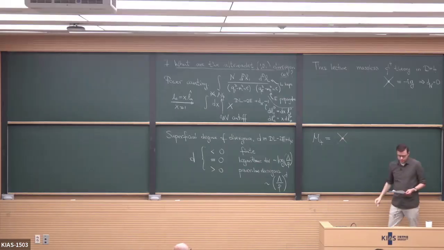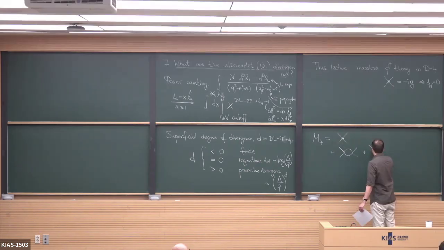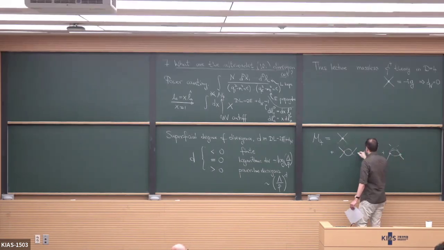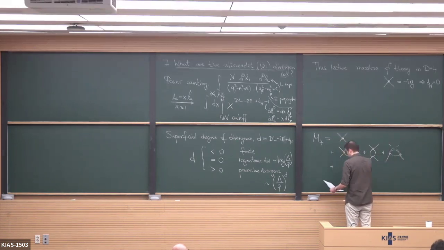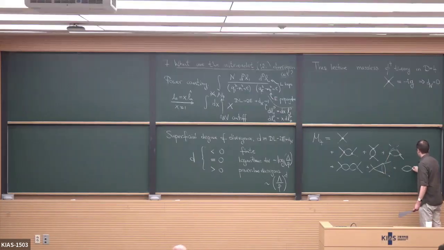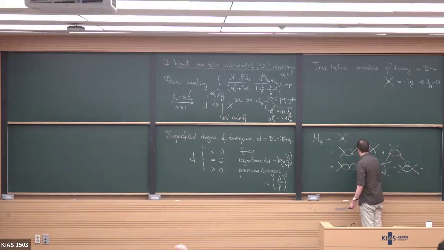At tree level, there's only 1 diagram in this theory. At 1 loop, there's going to be 3 diagrams, so-called bubbles. And then as you go to higher and higher loops, there's going to be more and more diagrams. So for example, at 2 loops, you're going to have this, plus these ones, maybe some bubble insertions or tadpole insertions. These ones, plus dot.